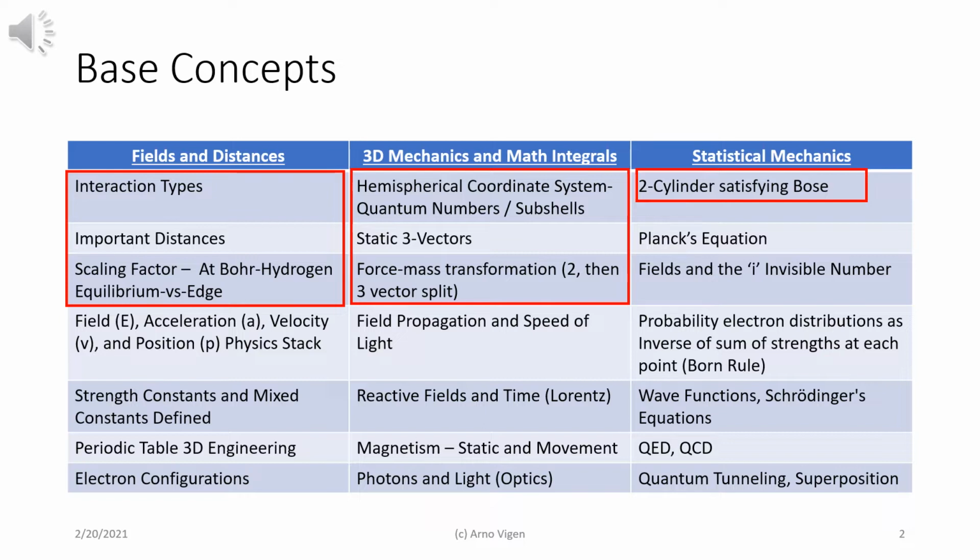Thereby, you will need to interlink those fields with their 3D mechanics and eventually understand how and why that creates statistical mechanics. This session will explore and relate the most basic set. If you need more on any of the underlying concepts, there is a separate session on each. Today, I will link the interaction types to the hemispherical coordinate system, to my Bose two cylinders, from the static 3 vectors of those interaction types.